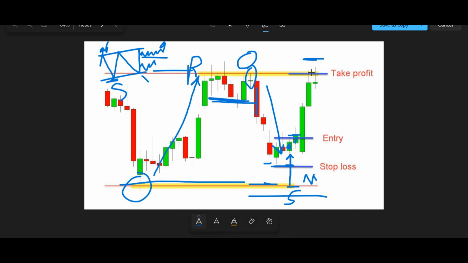So here you just see that it's also reversing from here. So what I expect is that there will be another candle which will be a bearish engulfing candlestick, and again our support and resistance zone will be hit and make us some good profit.